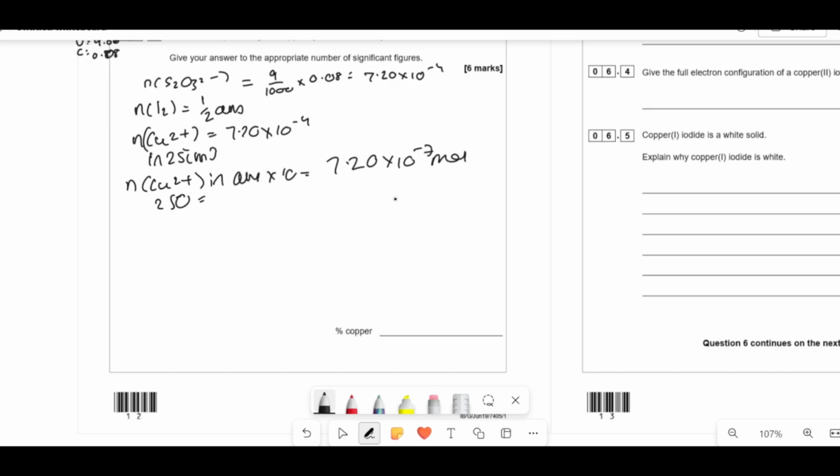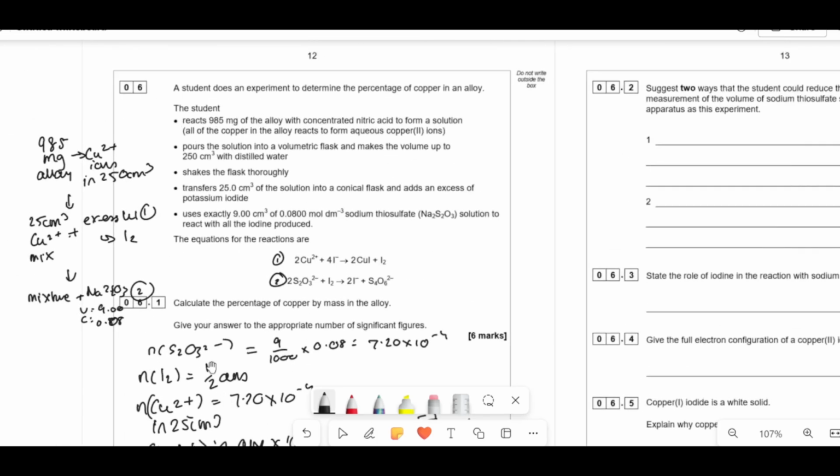So then we know that all of these moles is going to be the copper. So we know now we could work out mass by doing mass equals moles times Mr to work out how much copper was in that original thing. So 7.20 times 10 to the minus 3 is the moles times its Mr, which is 63.5, which gives you 0.457 grams. Now, therefore, they've told you that this is 985 mg of alloy.